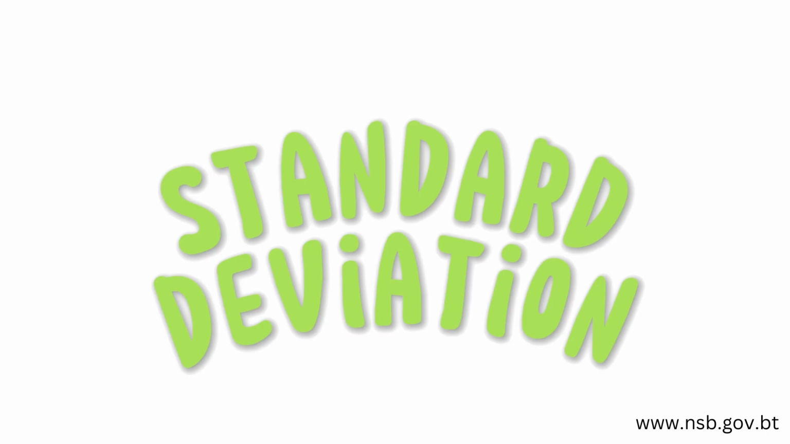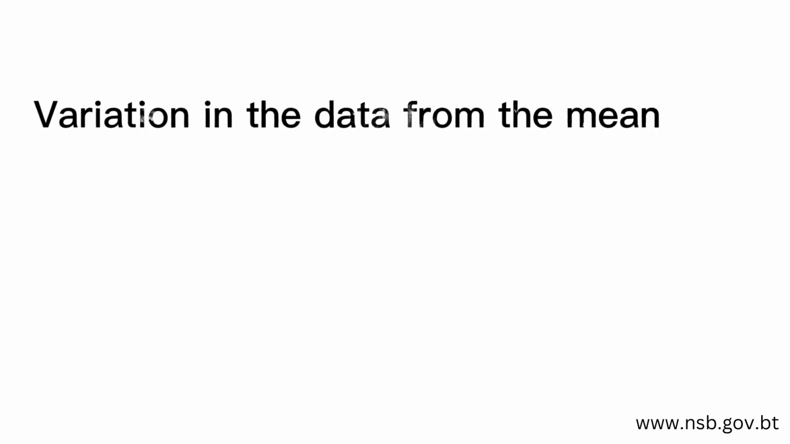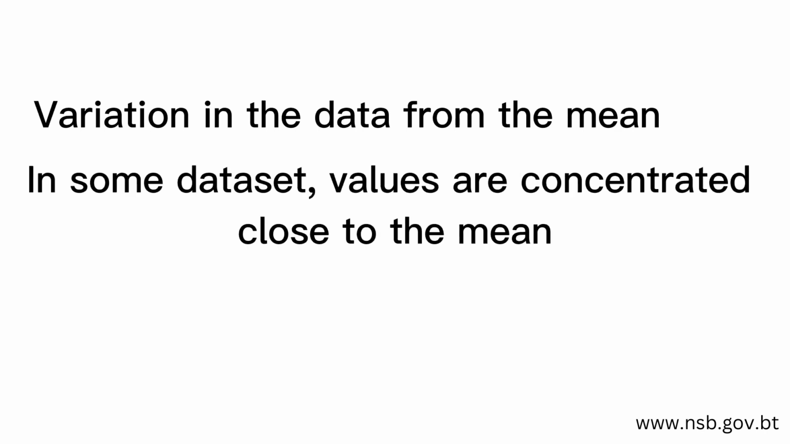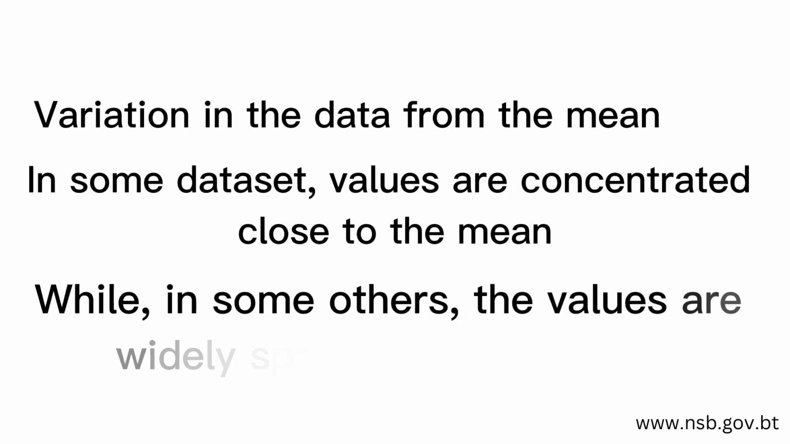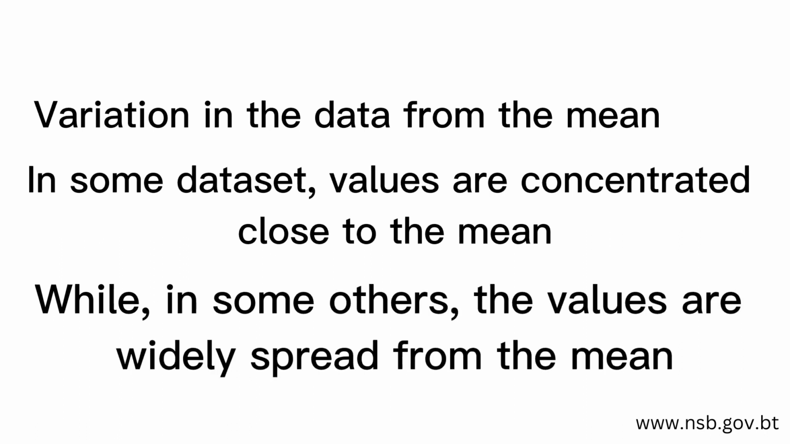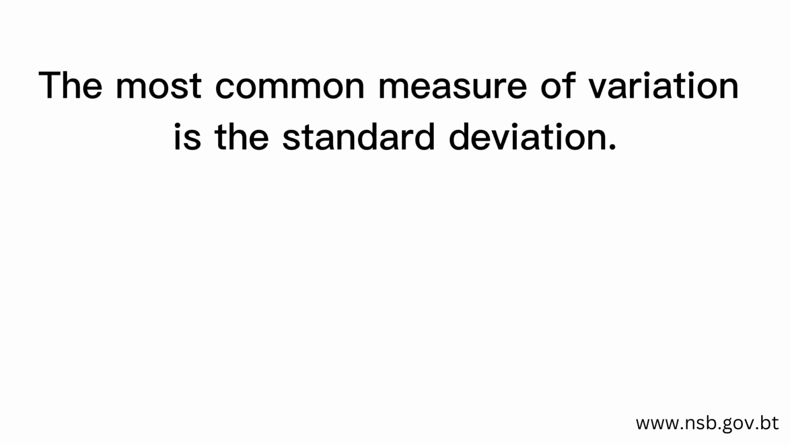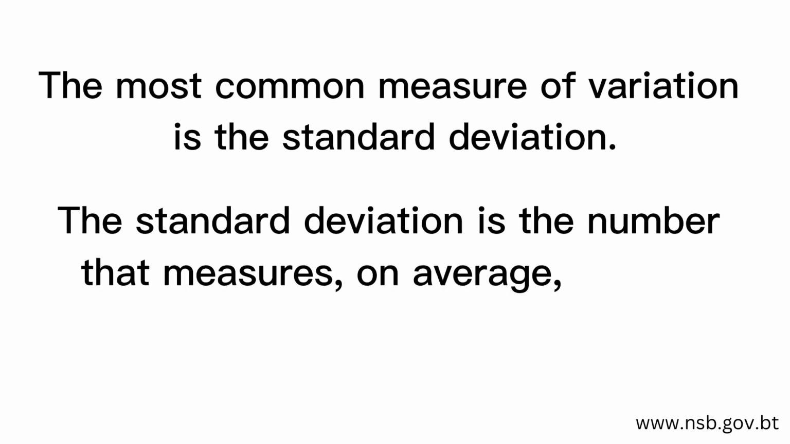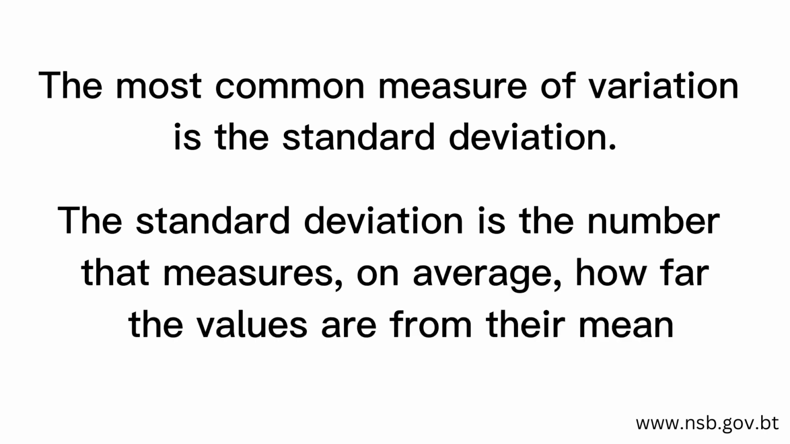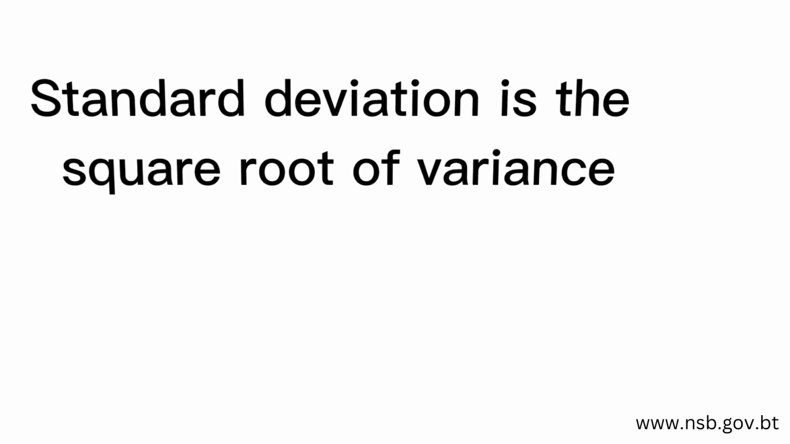Now, let's move on to the third measure of dispersion. That is standard deviation. An important characteristic of any dataset is the variation in the data from the mean. In some datasets, the values are concentrated close to the mean, while in some others, the values are widely spread from the mean. The most common measure of variation is the standard deviation. The standard deviation is the number that measures, on average, how far the values are from their mean. One important thing to keep in mind here is that the standard deviation is the square root of variance.